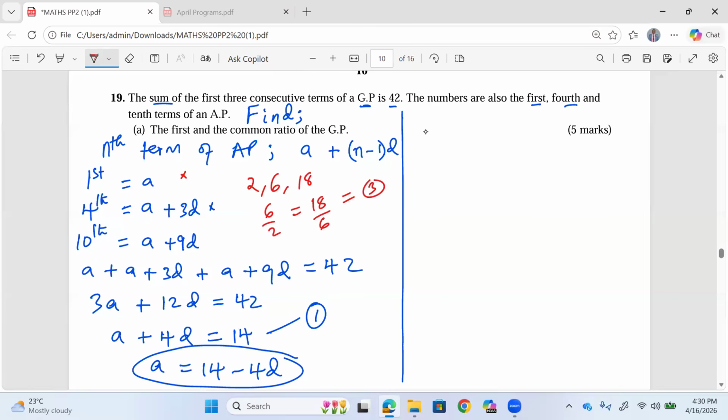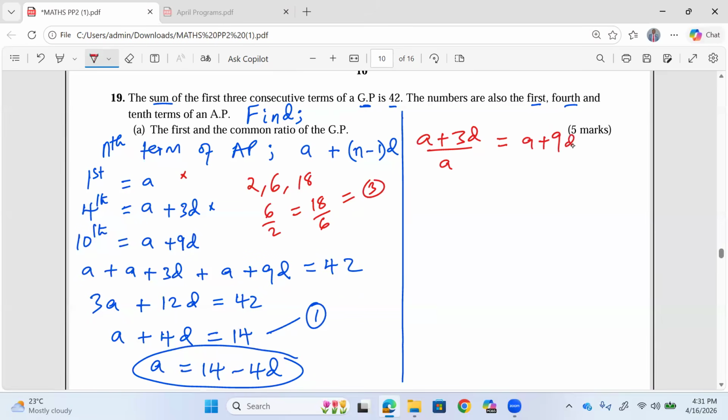So now we can say, if we pick A plus 9D and we divide it by A, this is the same as picking the second over the first, which is A plus 3D out of A. It should be the same as the third one, A plus 9D out of A plus 3D, because they must have a common ratio.